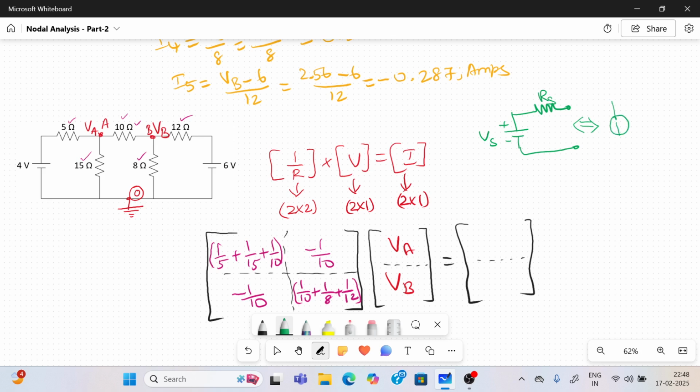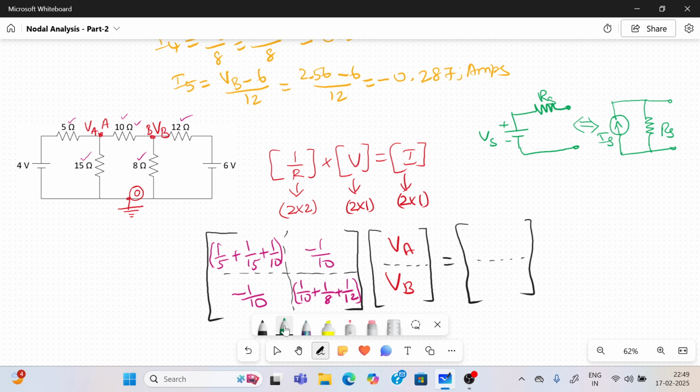Normally, if there is a current source, the current source has an internal resistance in parallel. The voltage source has internal resistance in series, but the current source has internal resistance in parallel. Remember, this is the practical current source, having internal resistance or source resistance in parallel. This is the practical voltage source. The voltage value is Vs, having internal or source resistance Rs in series.